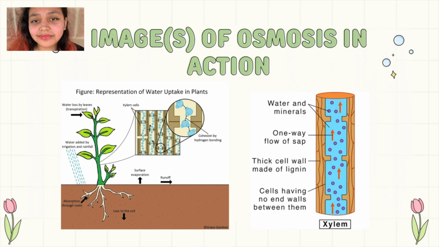So here we have a better image of osmosis in action. As you can see, this is our xylem. Remember, xylem is where our water and minerals are absorbed and transported from the roots to the leaves. This is what really does it. So the cohesion, as you can see, the hydrogen bonding, and this is where the water goes to the roots. So from the soil to the roots, the water is going up, right? And as you can see, it goes to the leaves and the stem.